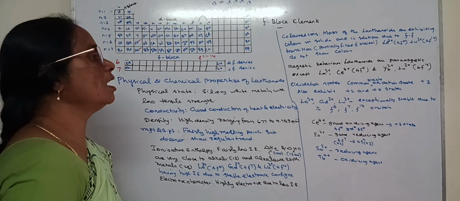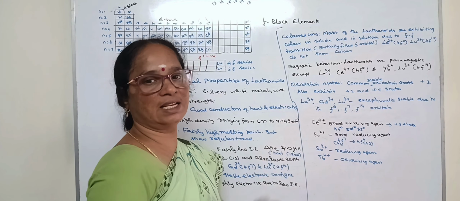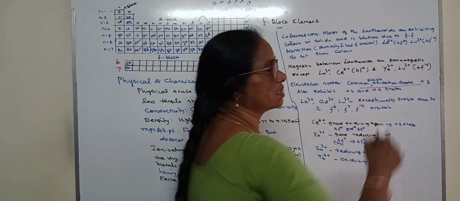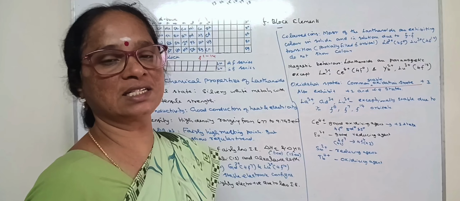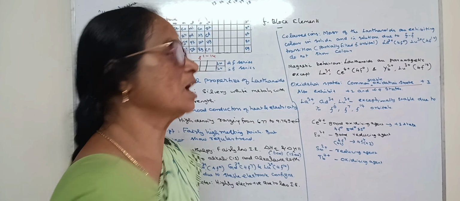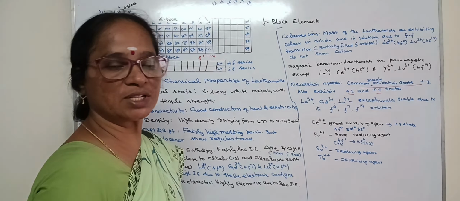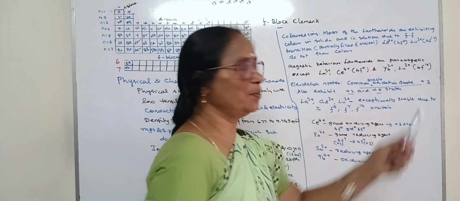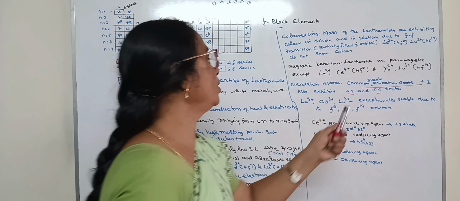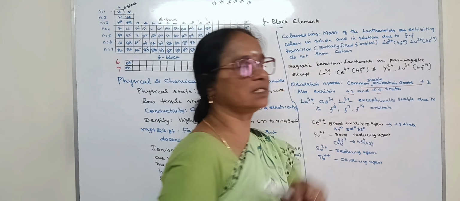The next one, oxidation state, a very important topic. In this, the lanthanides exhibit the most stable common oxidation state of +3. So whatever be the oxidation state of the elements, they would tend to attain that +3 state only. Here they also exhibit +2 and +4 states. So I said the most stable common oxidation state of lanthanides is +3. Though they do exhibit +2 and +4, they tend to attain their +3 state only.